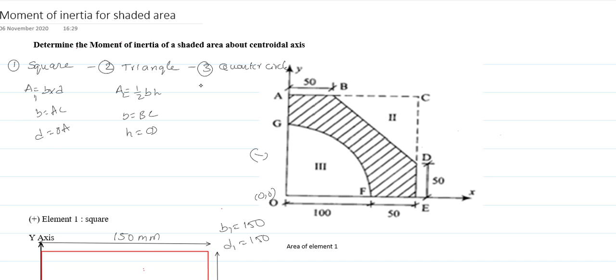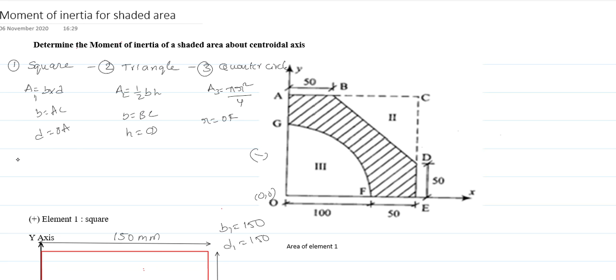For the quarter circle, the area of the quarter circle, A3, is equal to pi r square divided by 4, where r is nothing but OF. This is our radius OF. Clear? So those are the three most important formulas. These formulas are very important to find the areas of the individual sections.